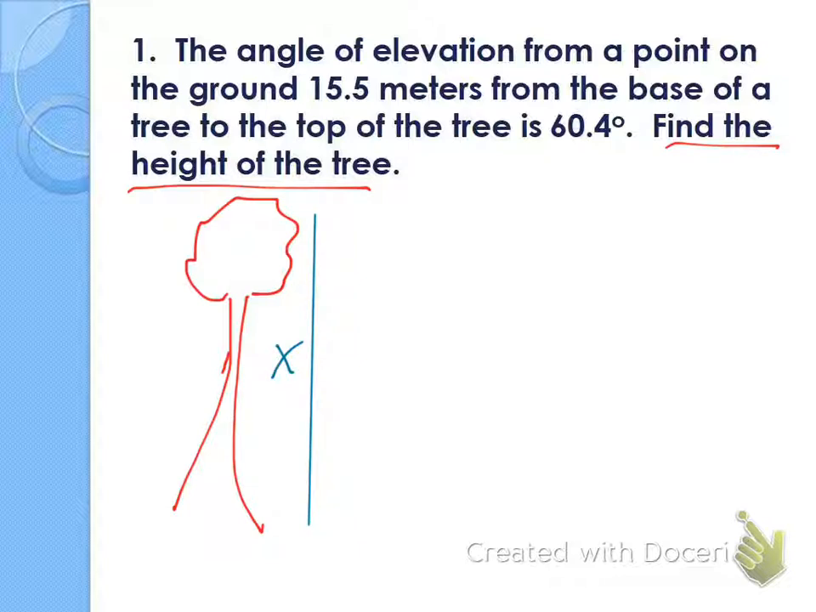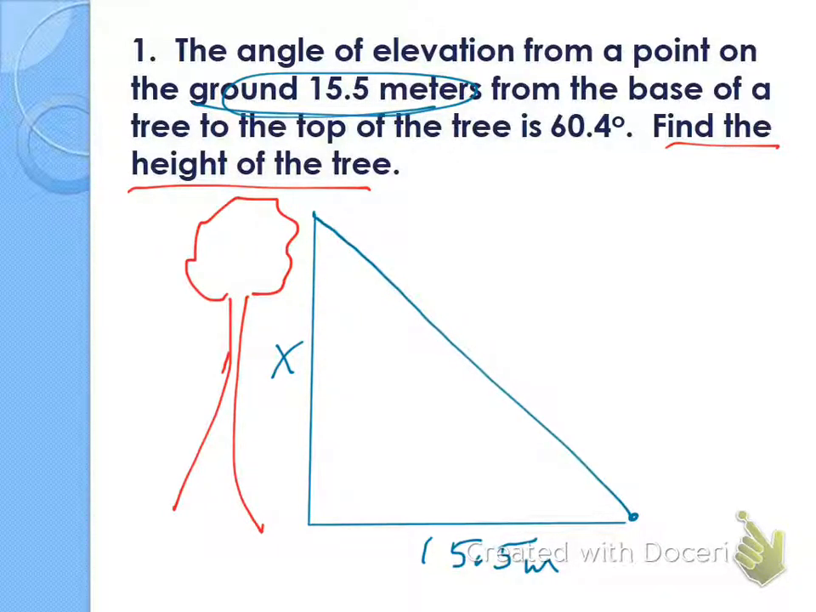Now, the angle of elevation from a point on the ground, so over here, a point on the ground 15.5 meters from the base of the tree. So that means that from here to here is 15.5 meters. And so the angle of elevation from that point to the top of the tree is 60.4 degrees. So now we've created, right? So we had this horizontal line of sight right here, and then we had to look up 60.4 degrees to see the top of the tree. So there's what your picture should look like.